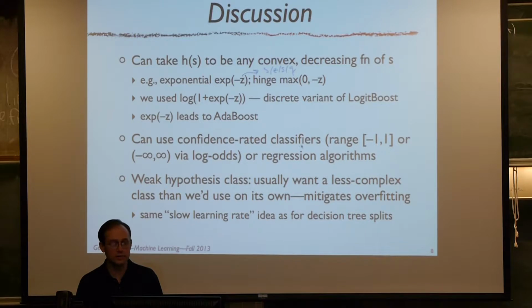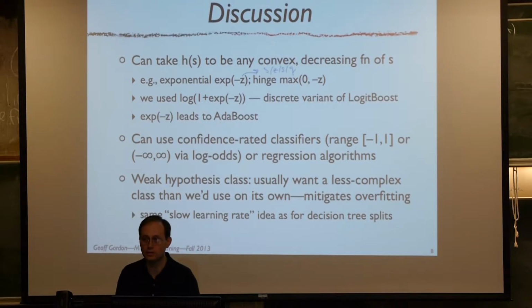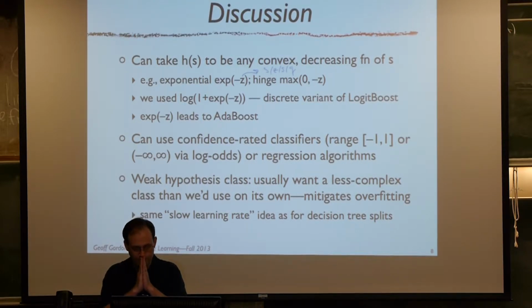Another thing that we can do is instead of using just +1, -1 classifiers, we can use classifiers that are confidence rated. They give you a number between plus and minus 1. Or it doesn't matter what the range is. We could use a log odds transform to get the range to be plus to minus infinity. Or we could even use a regression algorithm instead of a classifier in the inner loop of our boosting algorithm. Another thing that's important is how to choose the set of weak hypotheses that we're using. Typically, if you're just using one decision tree, you'll often want to make a fairly big decision tree. But if you're using decision trees inside boosting, you'll want to make a much shallower decision tree.